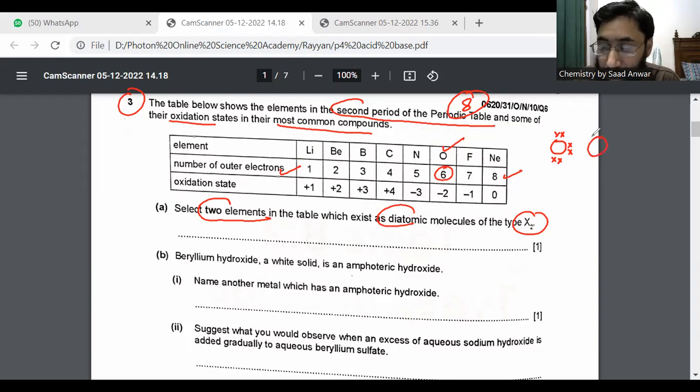So this is another oxygen. This also contains 6 electrons in its outermost shell. So what will they do? They will share electrons. When they share electrons, at that time this oxygen atom will contain 8 electrons.